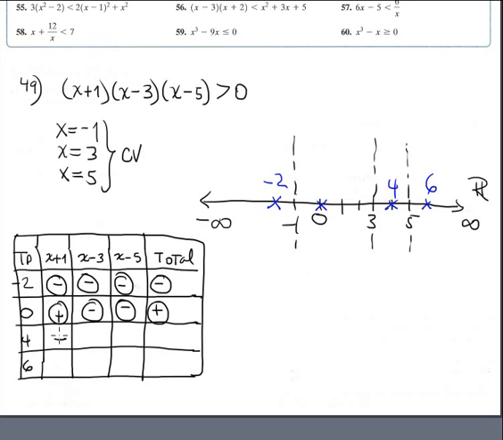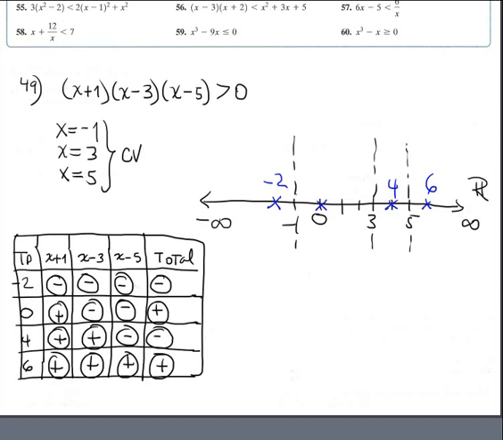4 is positive. 4 is positive here. And this is negative. The answer is negative. 6 is positive, because the 7 is positive here and positive here. It's positive.